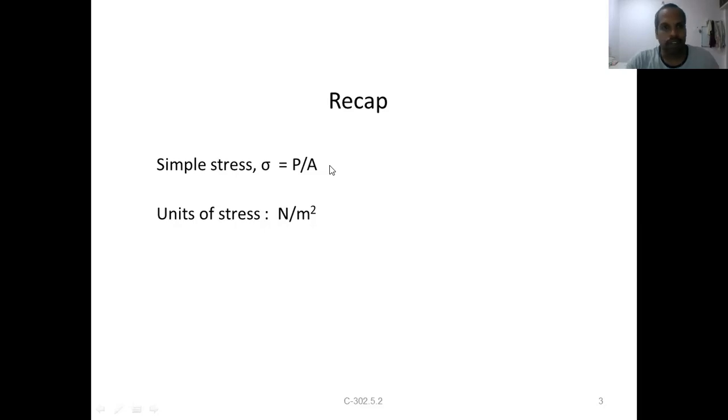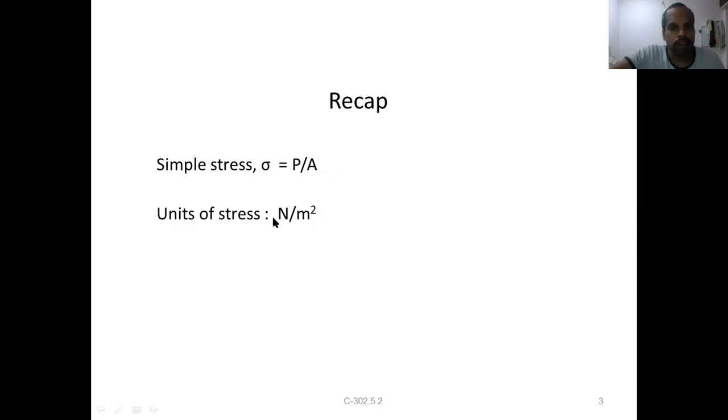Mathematically, stress is expressed as sigma. Generally it is denoted with either sigma or f, but the most used term is sigma. So simple stress, sigma is equal to P by A, where P is the external load or applied load, and A is the area of cross section. Units of stress are very simple.